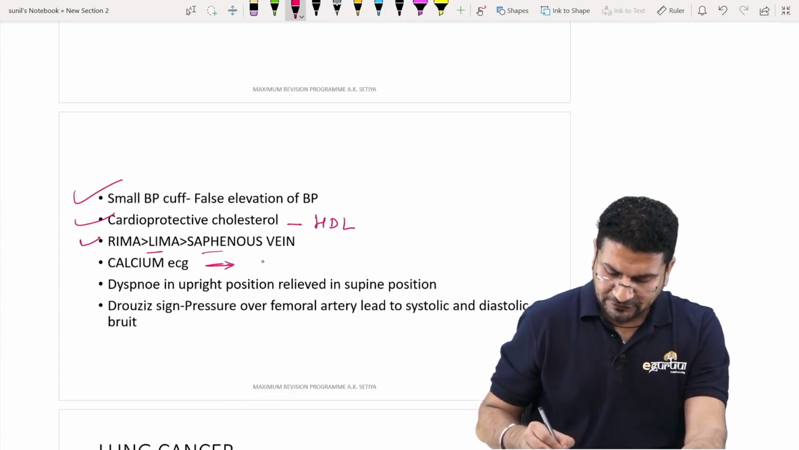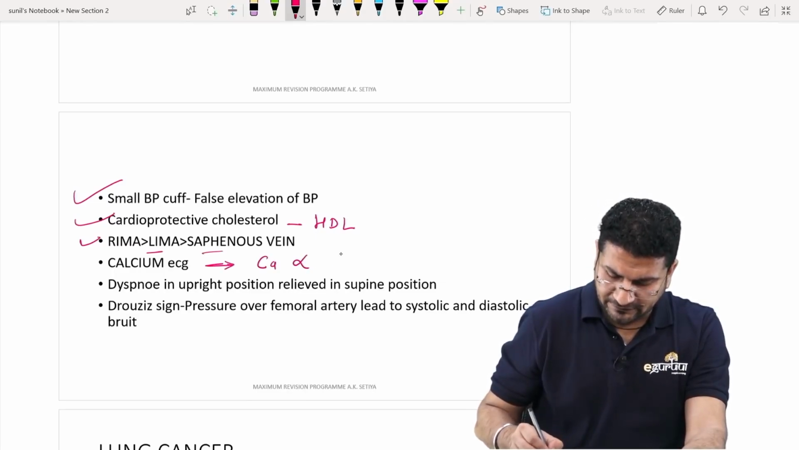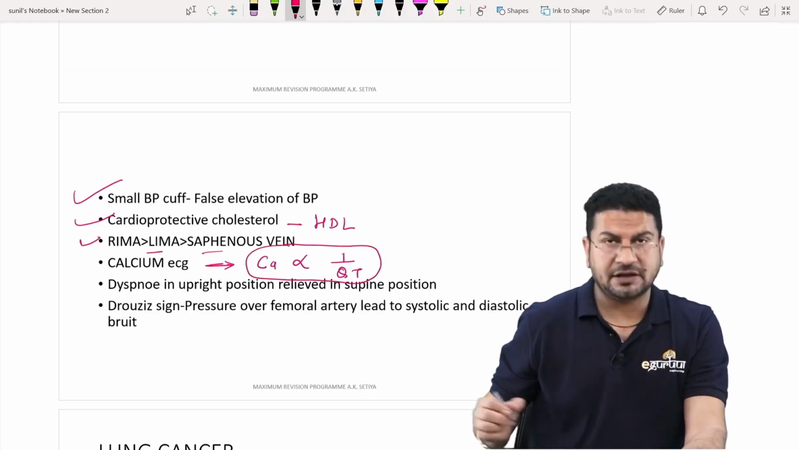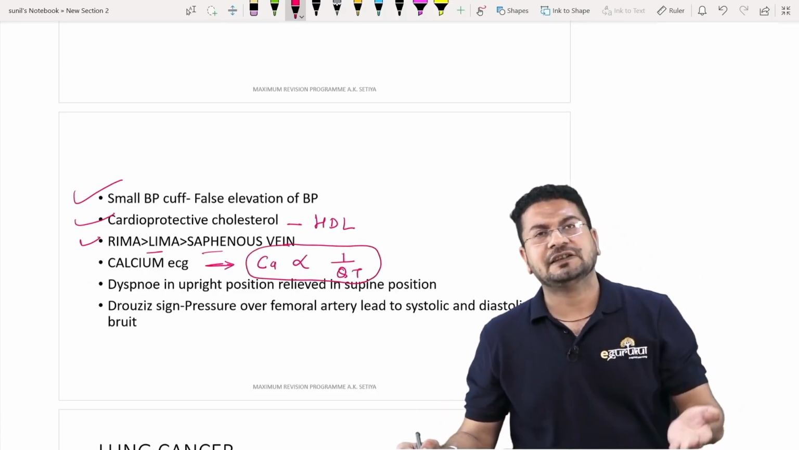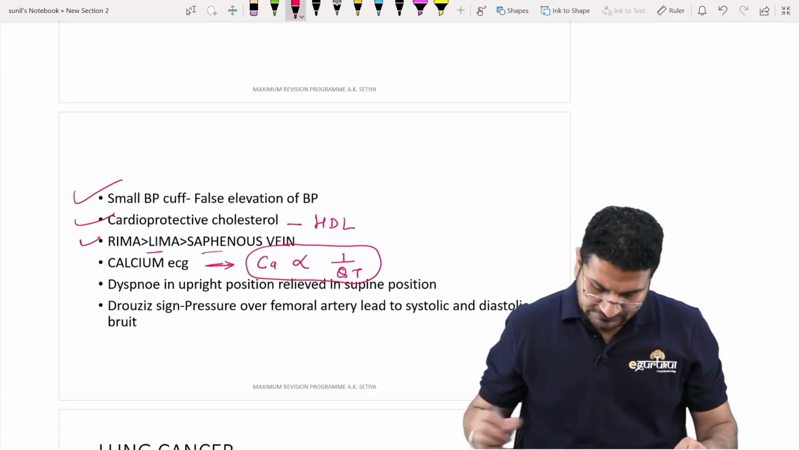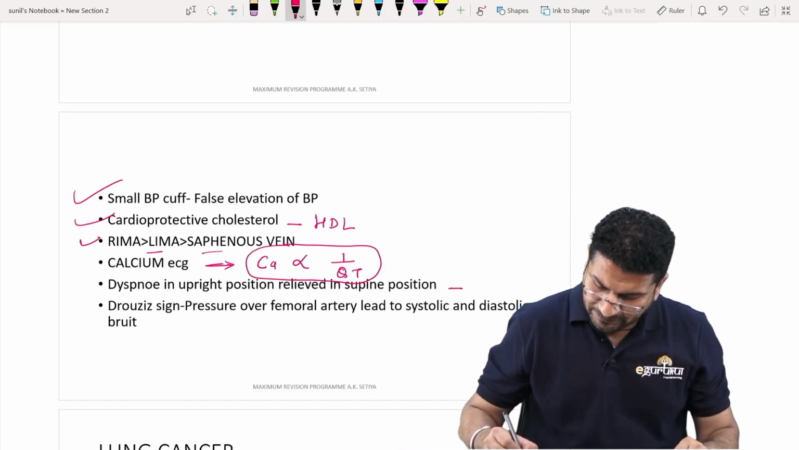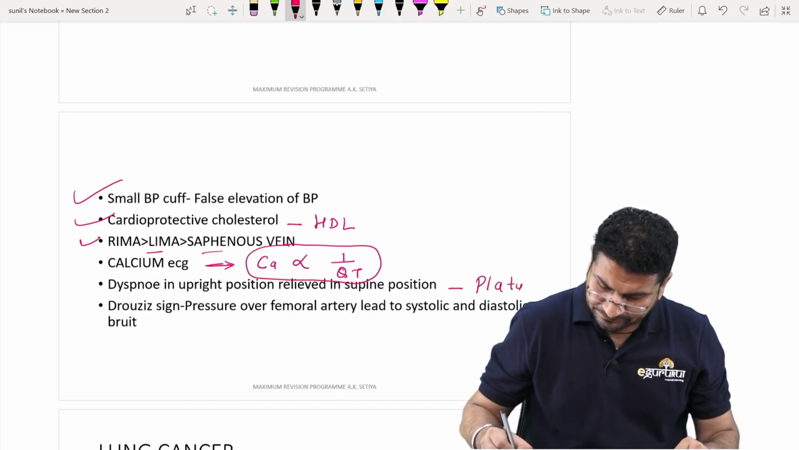Calcium changes in ECG. So remember, calcium is always inversely proportional to QT interval. If you see hypocalcemia, QT will prolong. If you see hypercalcemia, QT will shorten. Dyspnea in upright position, relieved in supine position, we call this platypnea.